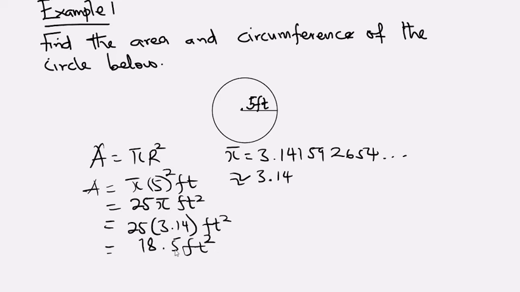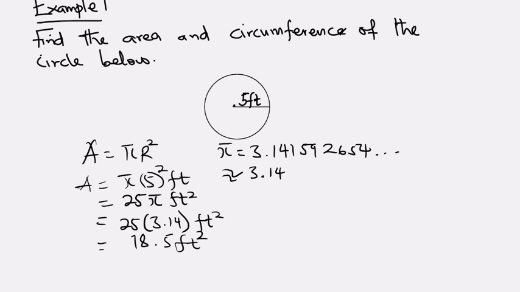Now let's solve for the circumference of this same circle. Now we know that the circumference of a circle formula is given as 2 pi r. So C is equal to 2 pi r. So 2 times pi times 5 feet. Now 2 times 5 is 10. So we are going to have 10 pi feet.